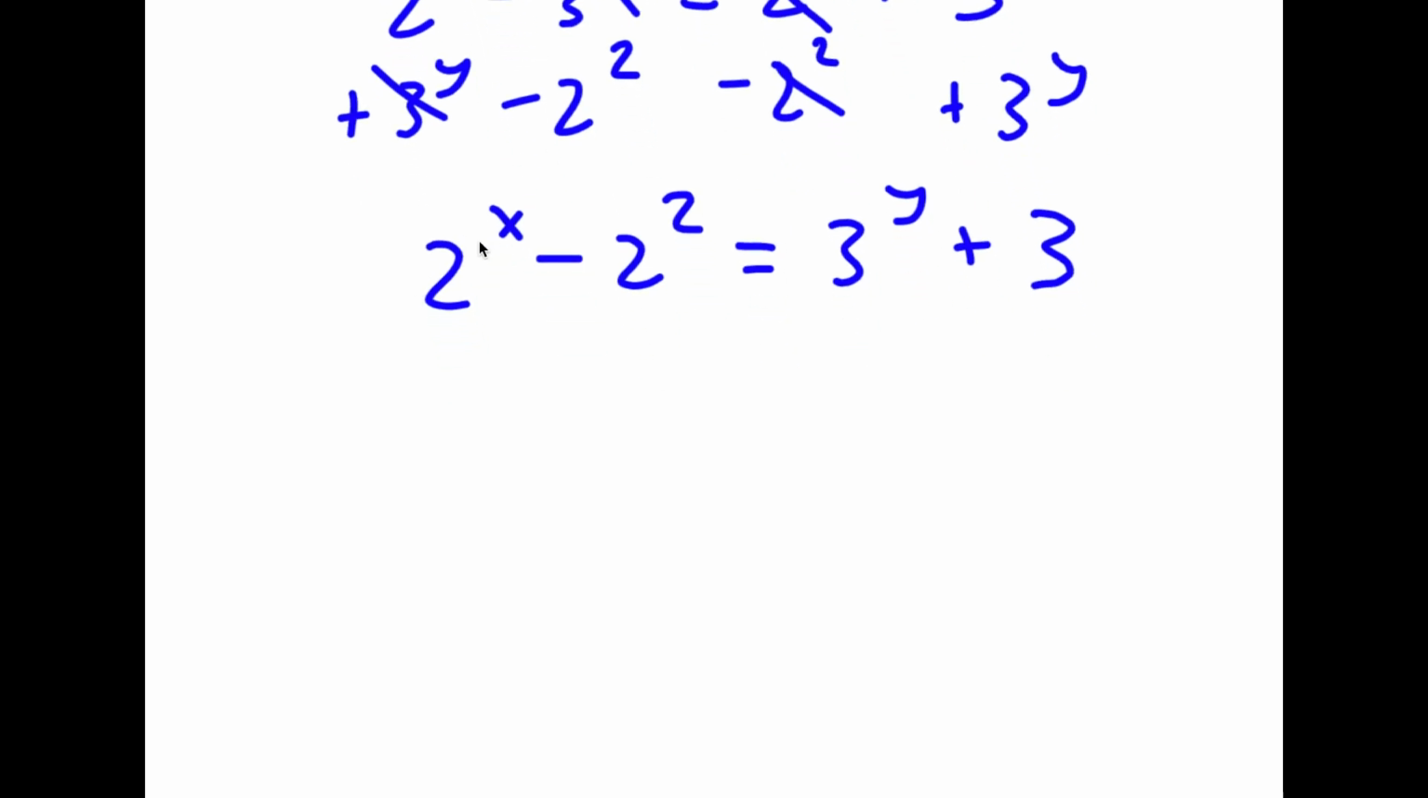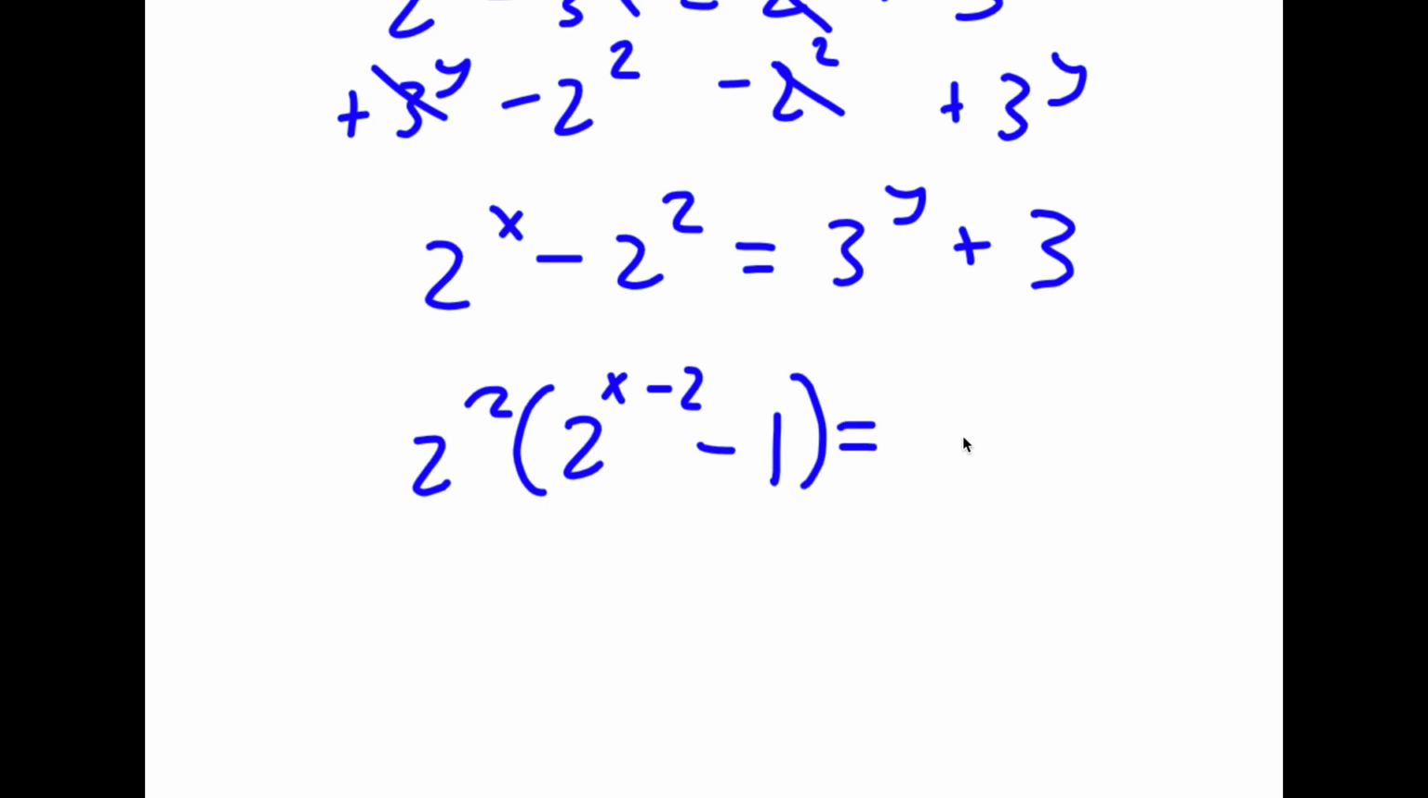Now from here, from 2 to the power of x minus 2 squared, I'm going to factor out 2 squared. So now I have 2 squared times 2 to the power of x minus 2 minus 1 is equal to, from this, I'm going to factor out 3. So now I have 3 times 1 plus 3 to the power of y minus 1.